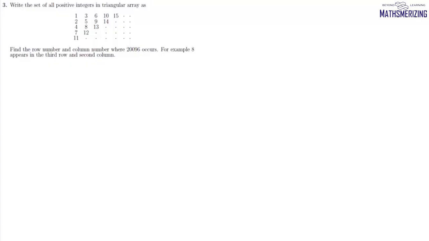Now the third question is, write the set of all positive integers in triangular array as 1, 2, 3, 4, 5, 6, 7, 8, 9, 10, 11, 12, 13, 14, 15. Find the row number and column number where 20096 occurs. For example, 8 appears in third row and second column.